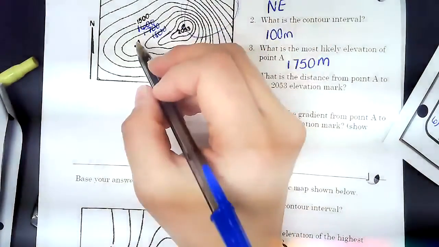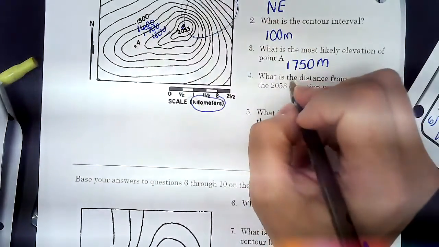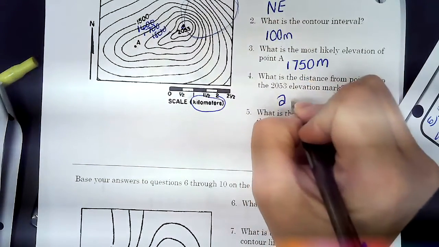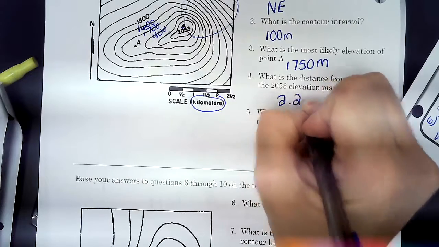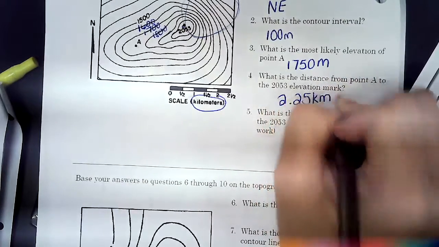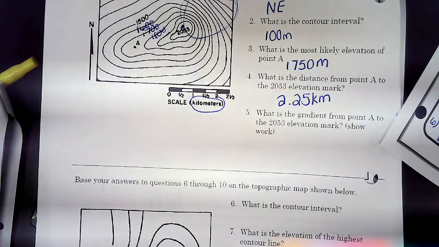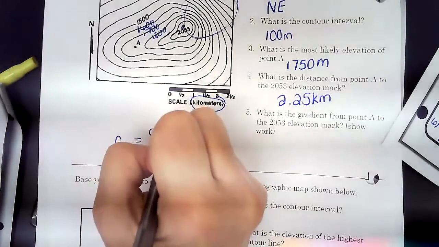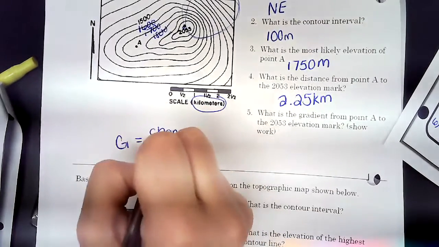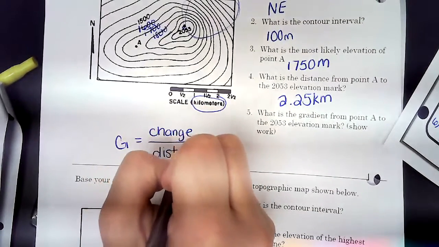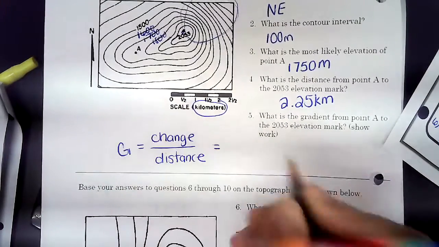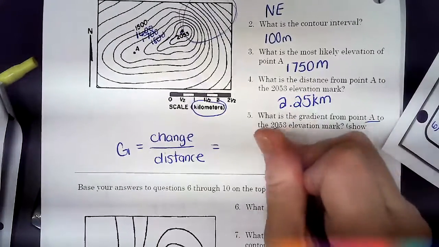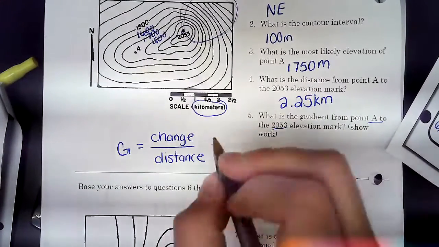The distance between A and the 2053 mark is 2.25 kilometers. So you need to be able to use the map scale. What's the gradient? Again, remember, gradient equals change divided by distance. And it wants it from point A to the 2053 mark.